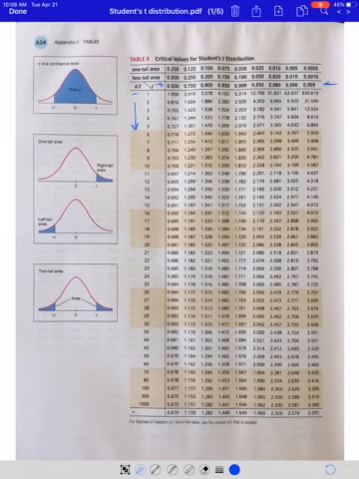So suppose, for example, we had a sample size of 20. Well, that would mean that our degrees of freedom would be 19. And suppose we wanted a confidence level of, say, 99%. Well, that would be equivalent to 0.99. And so here we go. This would be our critical value t_c.